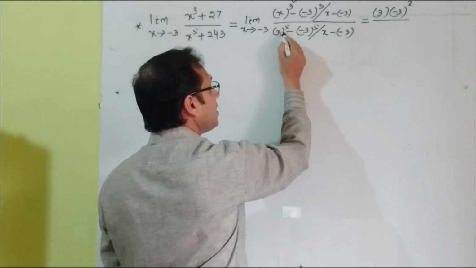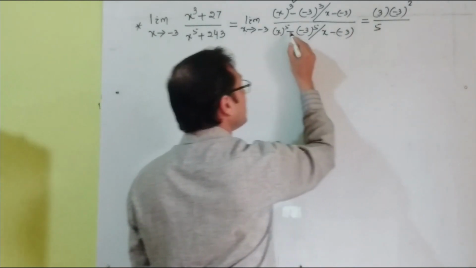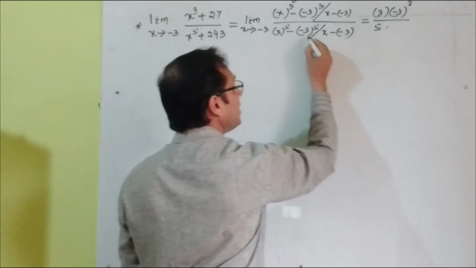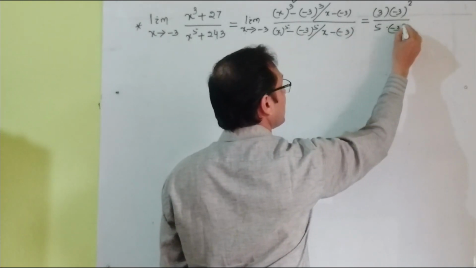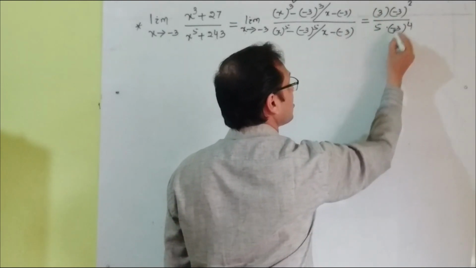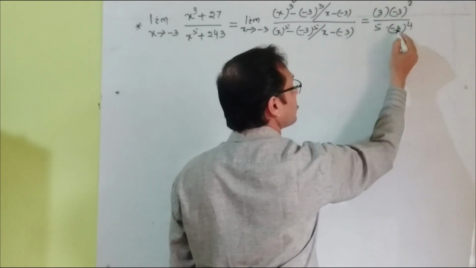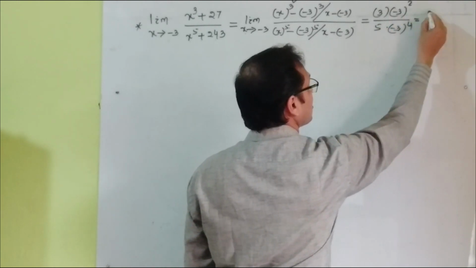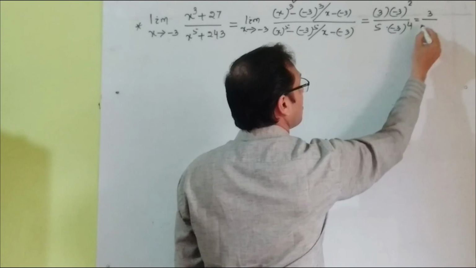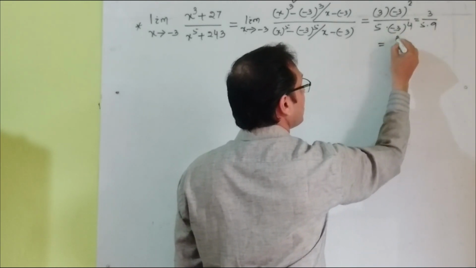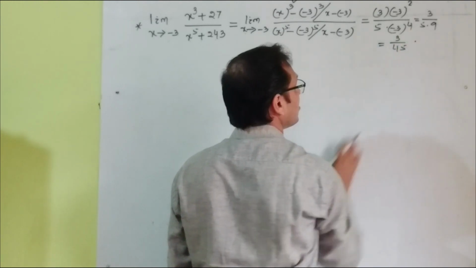So what is that formula? n is 5, x to the power n is equal to 5 into a to the power n minus 1, that is minus 3 to the power 5 minus 1, that is 4. So this is nothing but the minus 3 square. So we are left with minus 3 square, that is nothing but 3 by 5 into minus 3 square is 9, that is 3 by 45 is your answer.